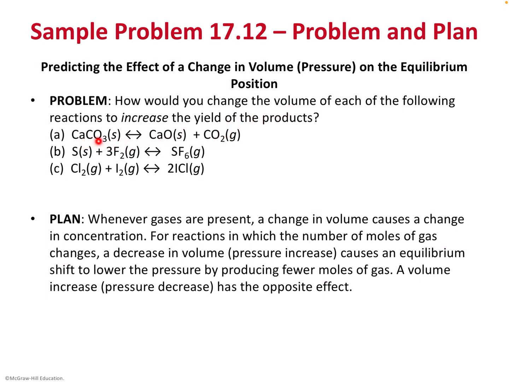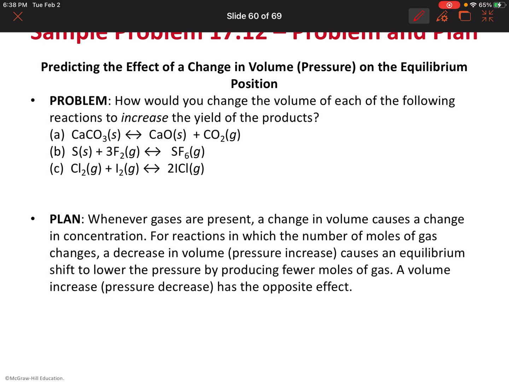Now remember, calcium carbonate is a solid, calcium oxide is a solid. We have to look at what are the gases. So carbon dioxide is the only gas here. Any change will affect only if you do any change to carbon dioxide. Okay, so if you want to make more of carbon dioxide, what should we do? See the number of moles. So we want to increase the number of moles of carbon dioxide.